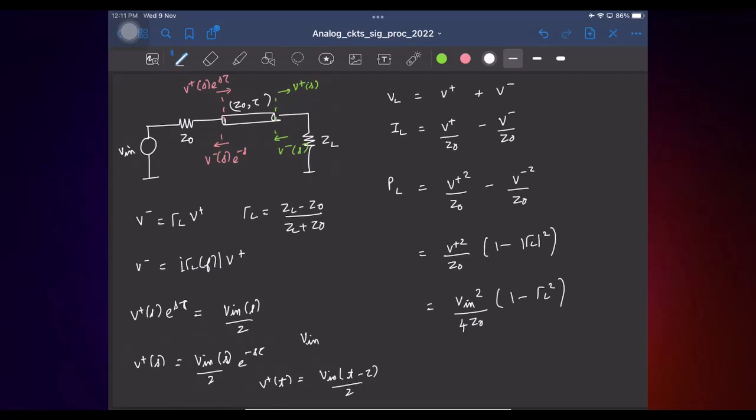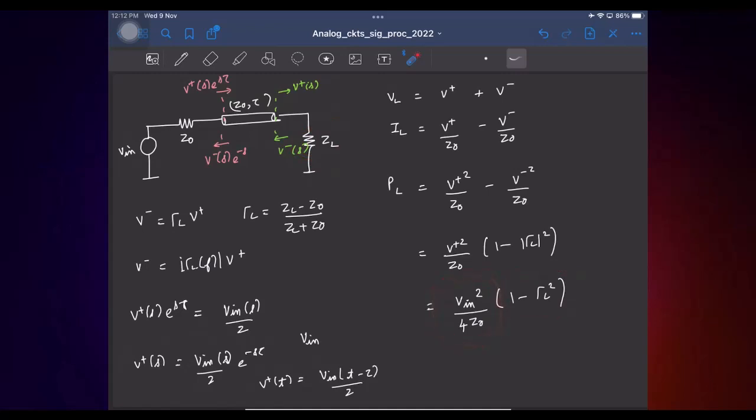Right? So now if you look at it, it looks like we are actually trying to deliver this power Vn square by 4Z0 through the forward wave, right? And this reaches here, but because ZL is not equal to Z0, this entire power is not getting delivered to our load, right? A fraction of the voltage gets reflected, so the power that is dissipated in ZL is smaller than Vn square by 4Z0.